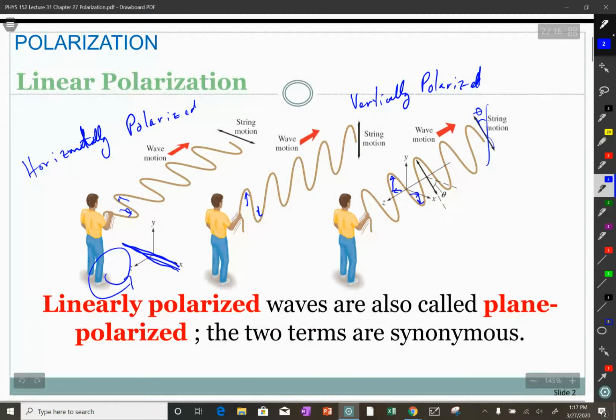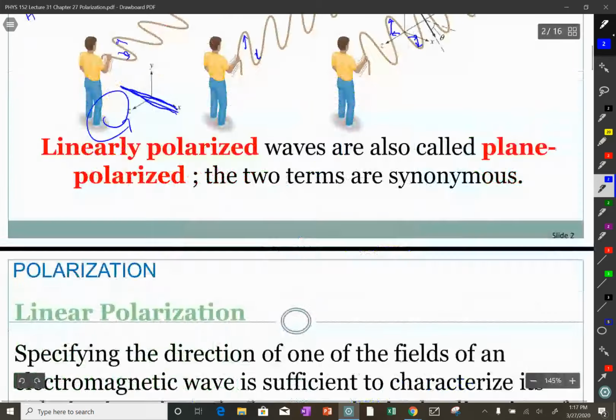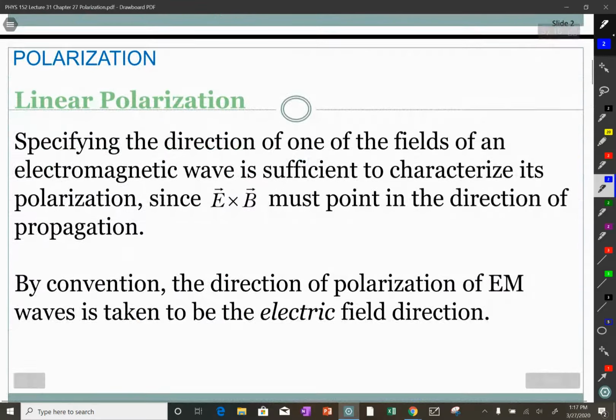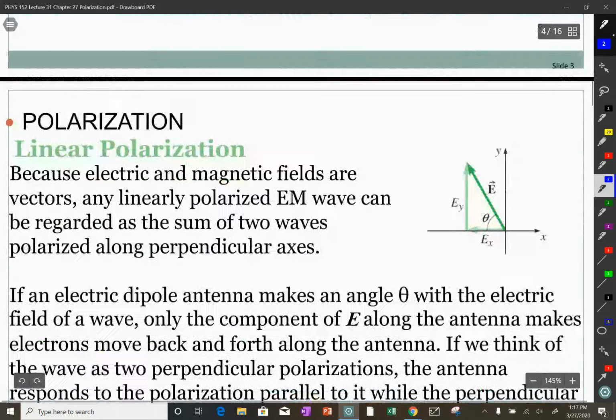So with light, our displacement was either electric field or magnetic field. And so you can talk about light polarization with either one. Traditionally, we talk about electric field, but you can talk about it with either one. It's just as accurate. So that's what I said right here. By convention, we just talk about the electric field.